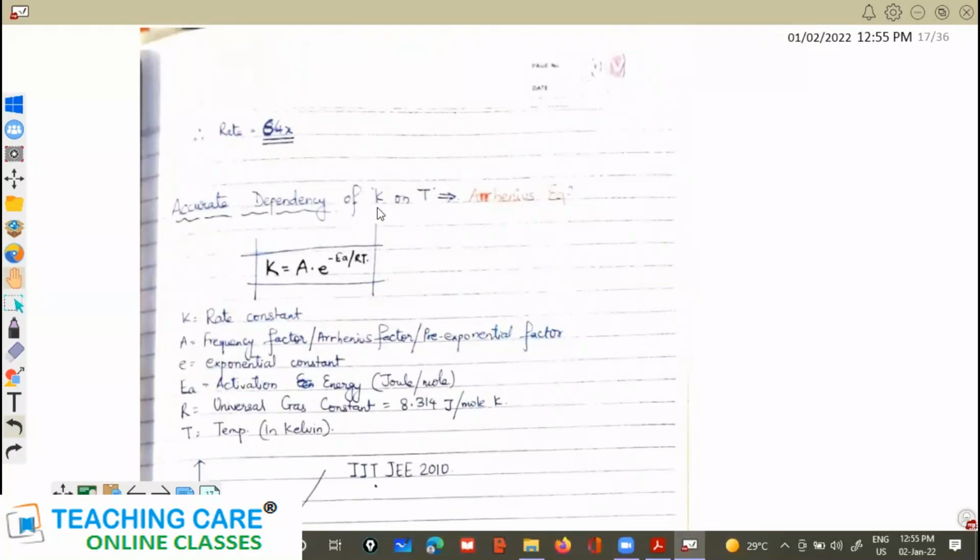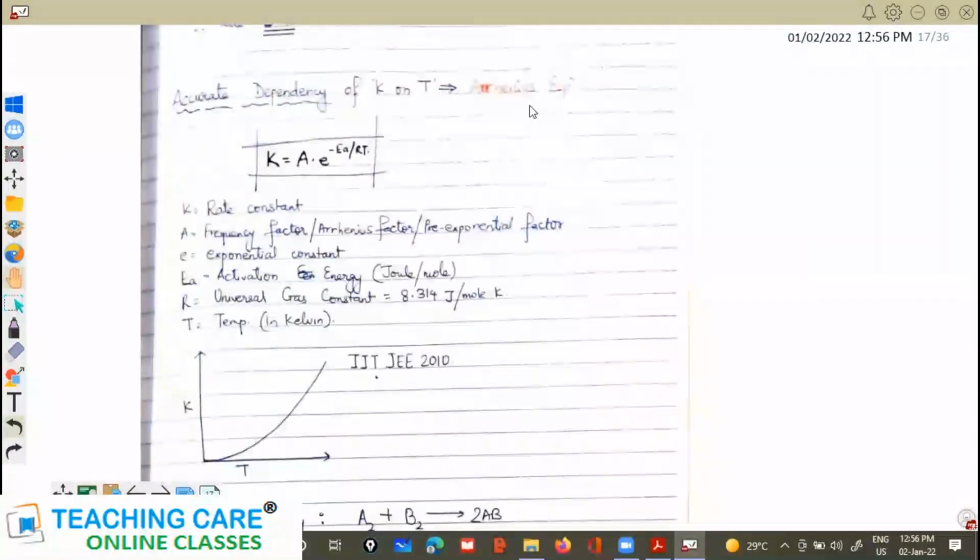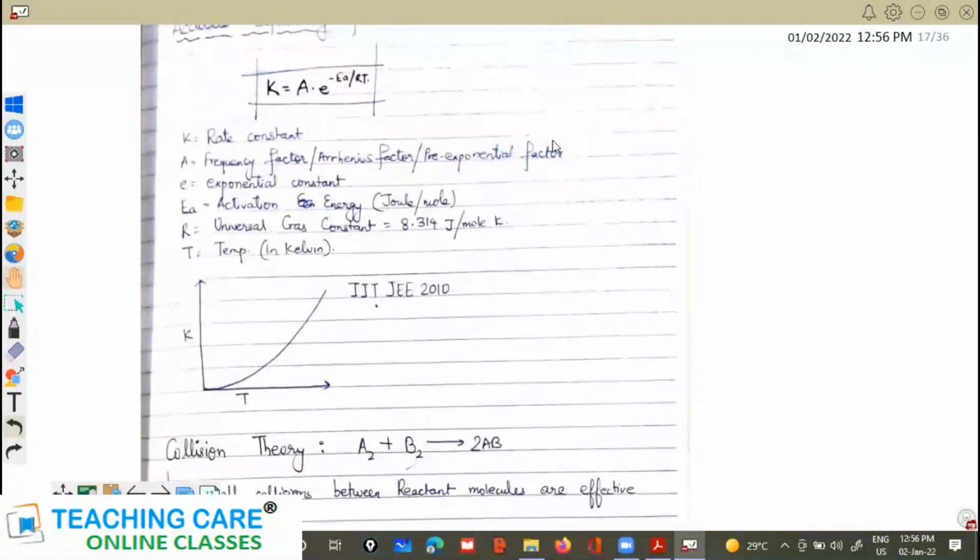So, the accurate dependency of K on T is explained by the Arrhenius equation, where K is equal to A into e to the power minus Ea upon RT. K is the rate constant, A is the frequency factor, also called the Arrhenius factor or pre-exponential factor, e is the exponential constant, and Ea is the activation energy, whose unit is joules per mole. R is the universal gas constant, which when T is in Kelvin is 8.314 joules per mole Kelvin, and T is your temperature in Kelvin, right? So this is your Arrhenius equation, right?